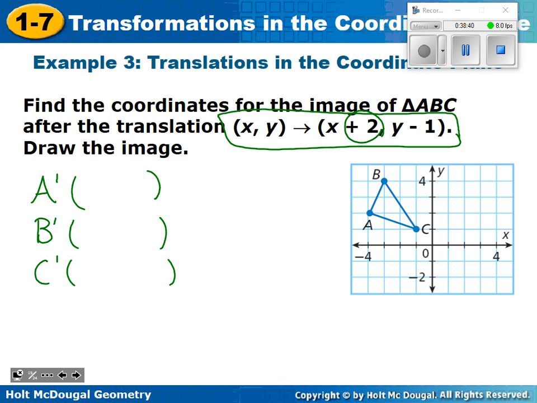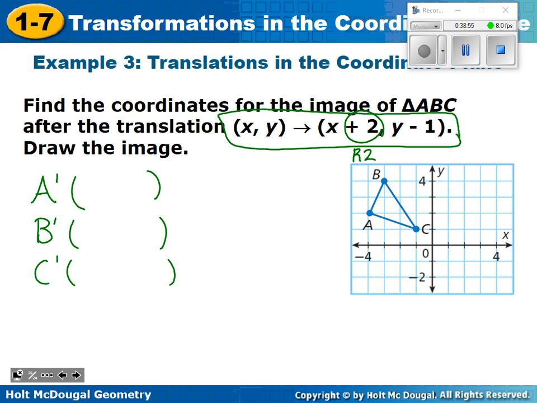Okay, we're going to add 2, and what does that mean as far as direction? What direction are we going to go? Right 2, because we're doing it to the X. X is going to be left or right. If it's positive, we're going to go right. If it's negative, you're going to go left.